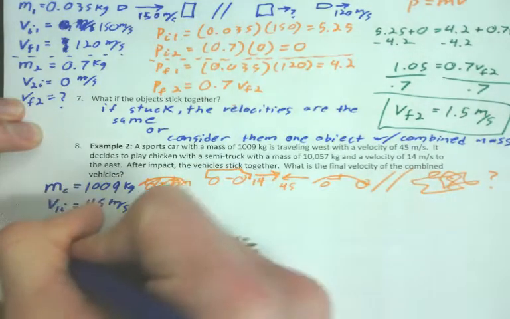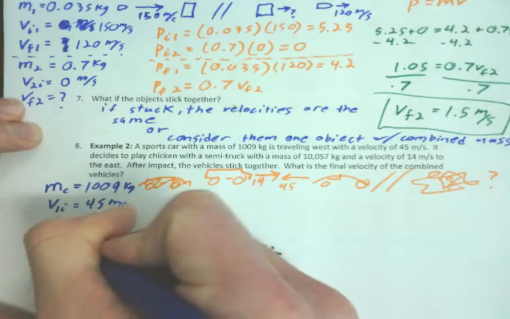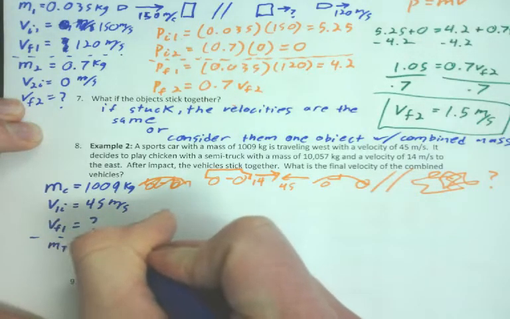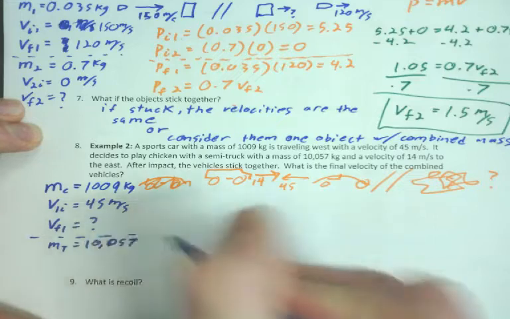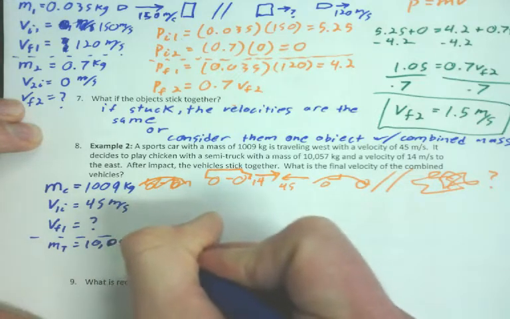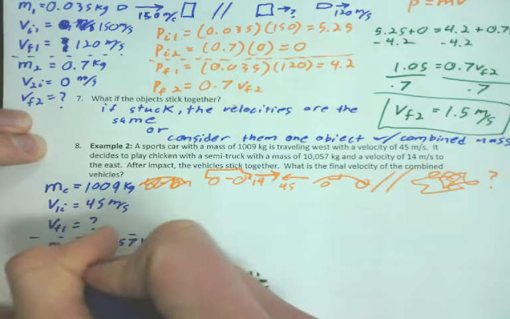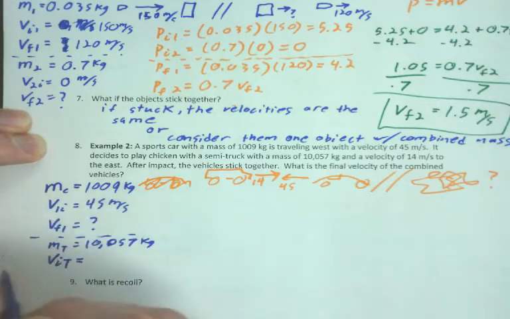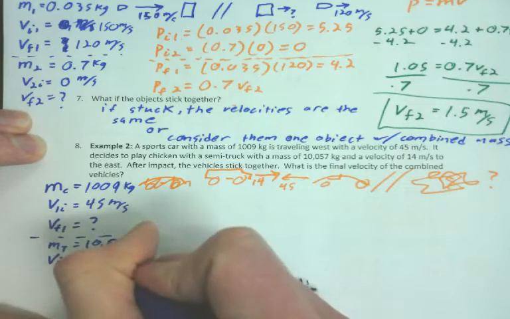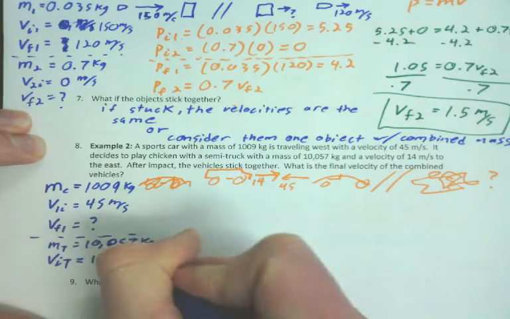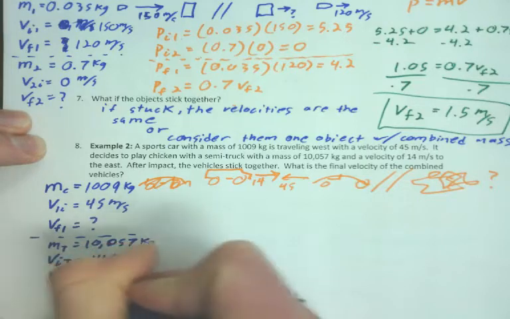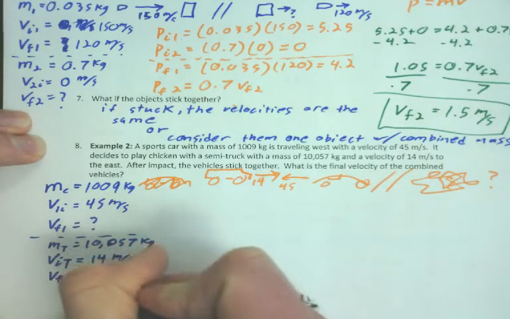Okay, truck. The mass of the truck is 10,057. The initial velocity of the truck is 14 meters per second. And the final velocity of the truck, again, we don't know.